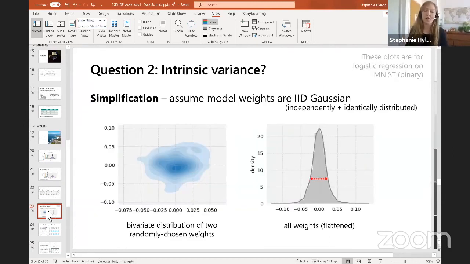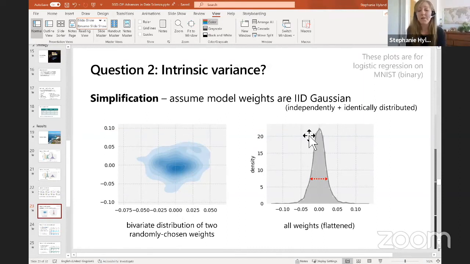So question 2: what can we say about the posterior distribution of SGD? At this point, we make a huge simplification, which is that we assume the model weights are independently and identically distributed and they're all Gaussian, which is an assumption that people make. We would love to relax it, but for now, we're gonna live with this. I've plotted a bivariate distribution of 2 weights here. You see they kind of look independent and similarly distributed, but by no means are we claiming that this is true.